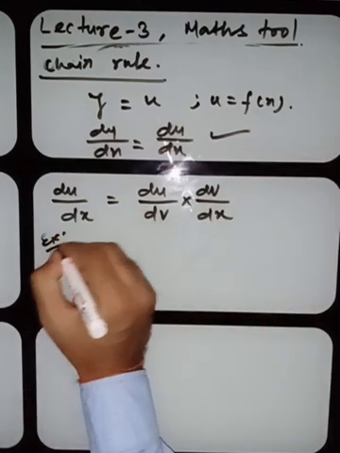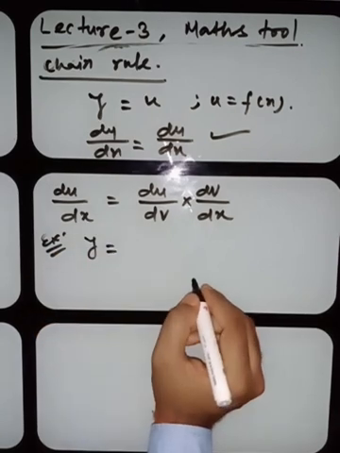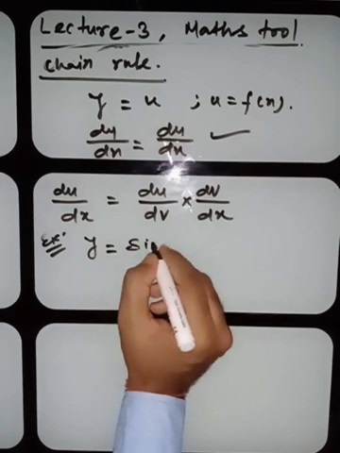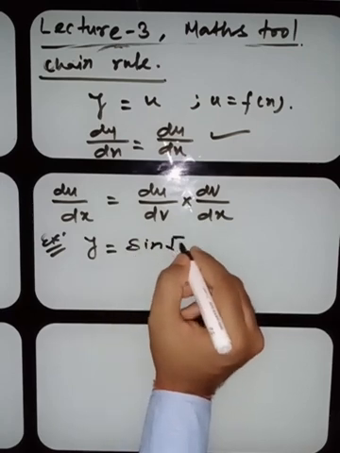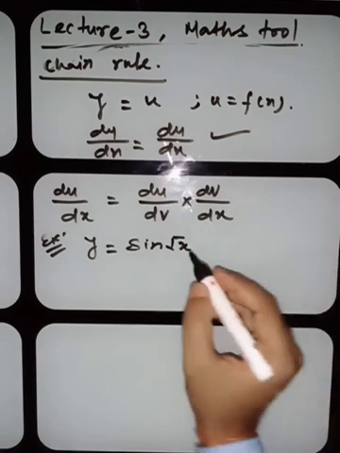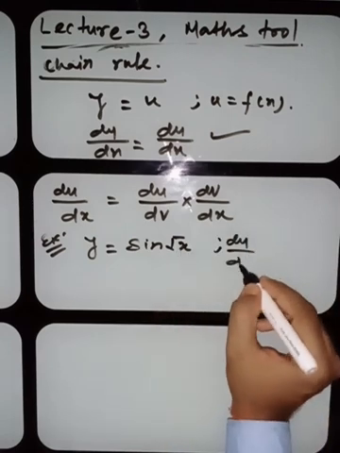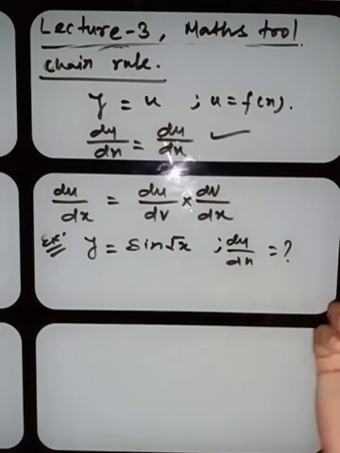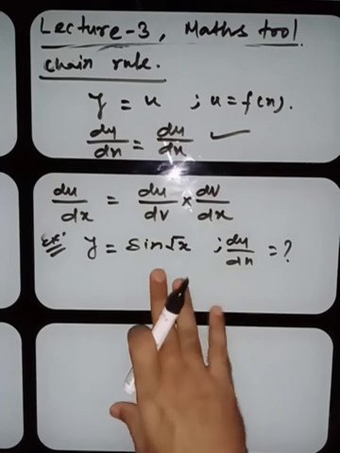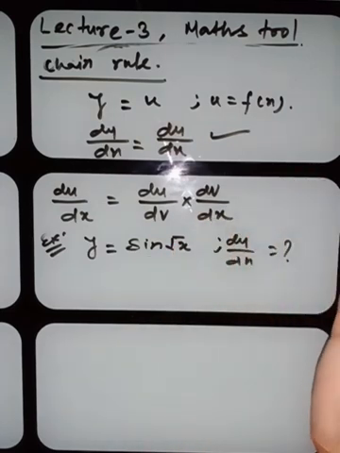Let me take an example. y is equal to sine root x. Then how will you do the differentiation? The angle is root x. You have to find dy by dx. Then how will you differentiate? Remember, you don't have the formula for sine root x. Remember, you can't write it as cos root x. That will be wrong.